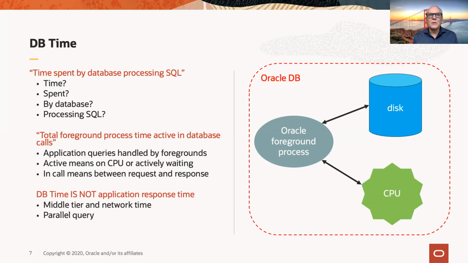Active means the process is either on CPU or what we call actively waiting. And then in a call means basically between the request and the response, right? Actually we'll see a better diagram in the future. And the other point that relates to the previous slide is that DB time is not application response time. It's part of application response time, but it's not exclusively application response time. The application does things with data before it actually replies to the user potentially, and then there's always network time that tends to be kind of invisible to everybody, including network administrators.